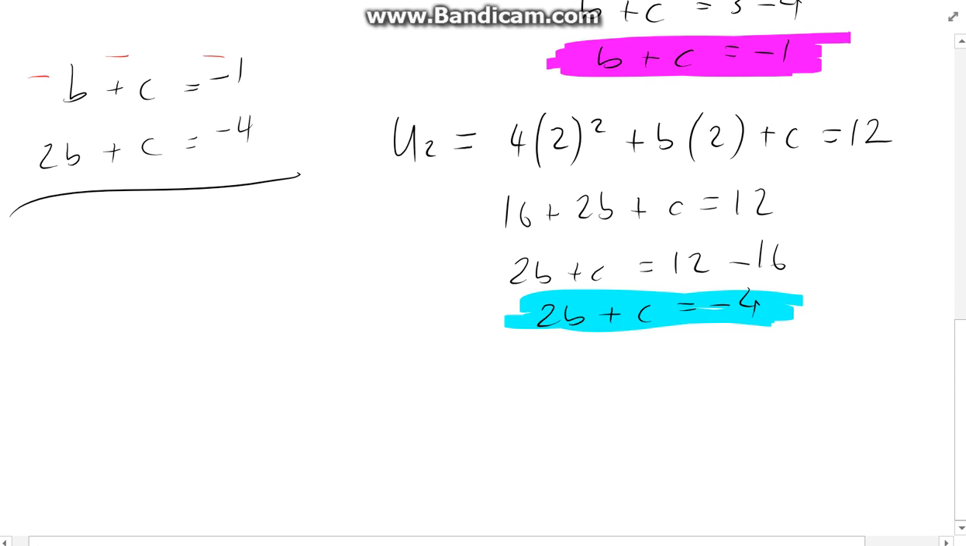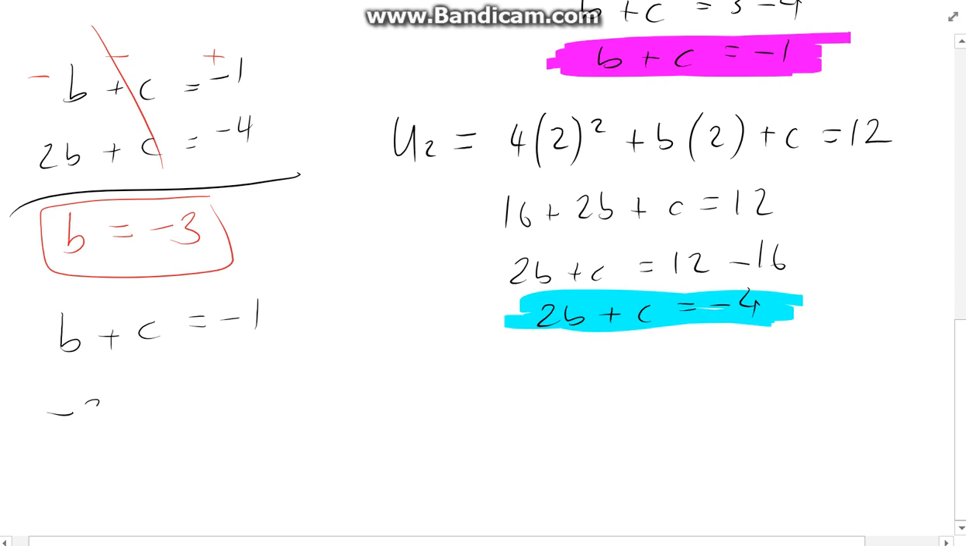Get all the numbers to be the same. So I'll cancel my c's. Minus b plus 2b gives us b equals plus 1 minus 4, which is minus 3. Then I'll sub it back into one of my equations, minus 1, so I'll have minus 3 plus c equals minus 1. c is equal to minus 1 plus 3. c is equal to plus 2.